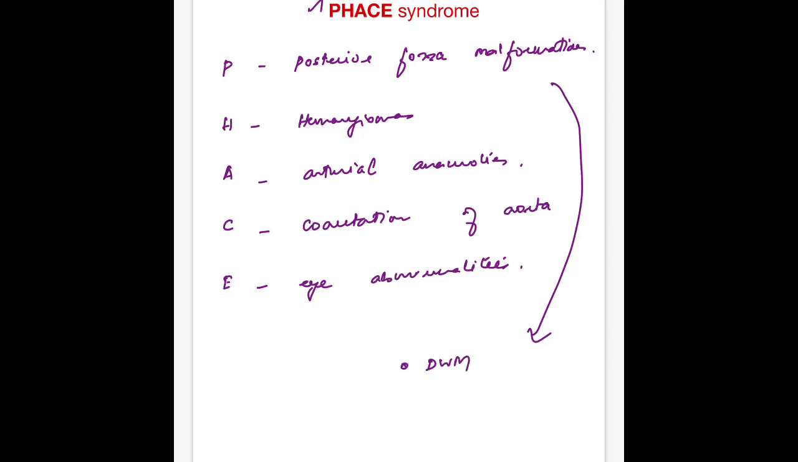In posterior fossa malformation, what we get is Dandy-Walker malformation, or a milder variant in the form of hypoplasia of the cerebellum or vermis, or even the corpus callosum and the septum pellucidum. So this will complete our discussion on the neurocutaneous malformations.